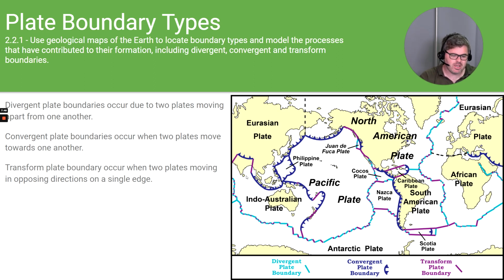A convergent plate boundary is where they're crashing into each other. So the Indo-Australian plate is moving towards the Eurasian plate, the Philippine plate, and the Pacific plate. The purple indicates a transform boundary. So instead of moving away or towards, the transform boundary means moving side by side.